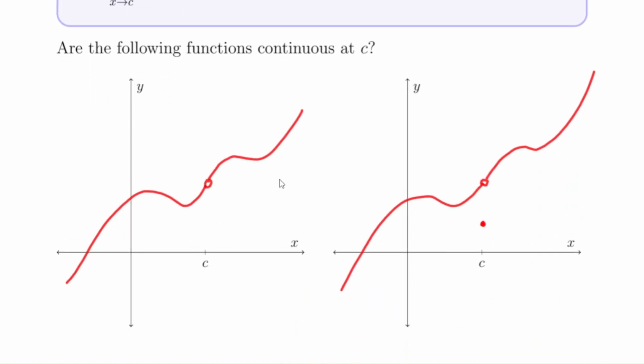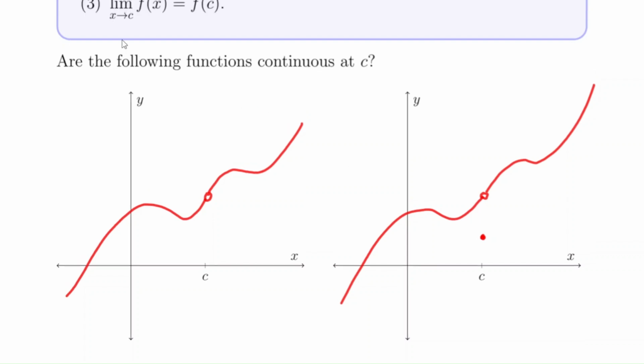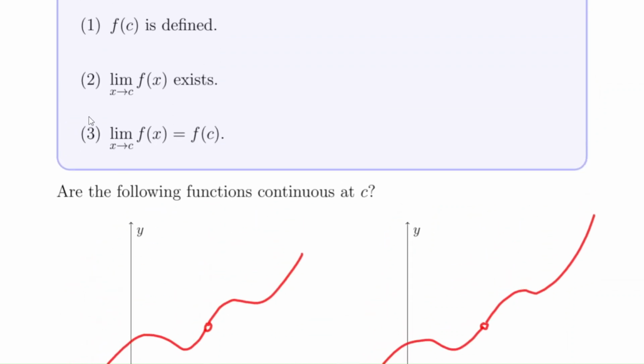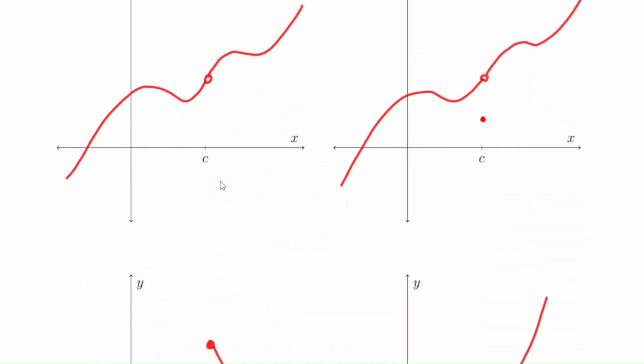Now if we look at this example right here, notice that f of c is defined, and the limit as x approaches c of f of x exists. It's this number up here, but those two things are not the same. This would need to be filling in that hole right there. They're not the same, so the third condition is not satisfied here. So none of those three functions we've looked at are continuous.